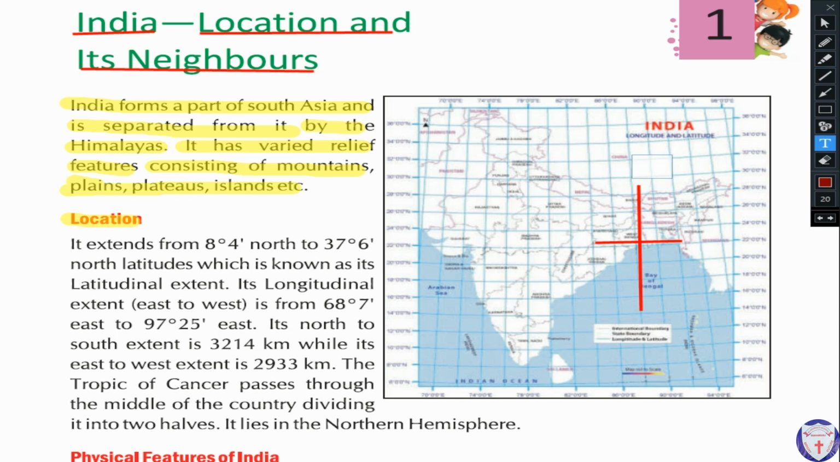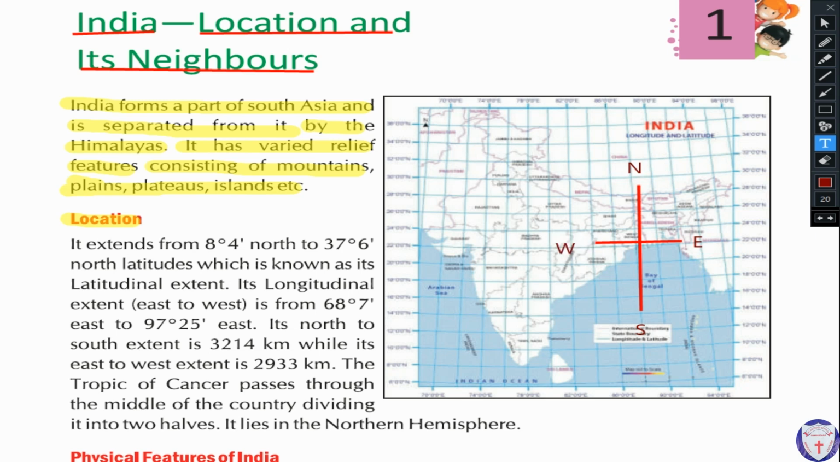The top direction is known as the north, and the downward is known as the south, and the right hand side is known as east, and on the left hand side we have the west direction.